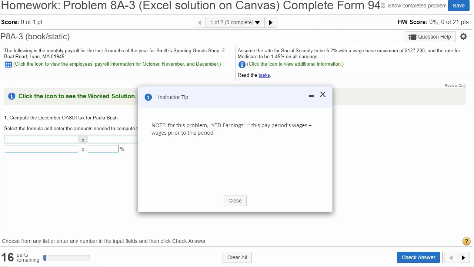Problem 8A-3. We're going to complete a Form 941. It says, the following is the monthly payroll for the last 3 months of the year for Smith Sporting Goods Shop, and it gives you the address.